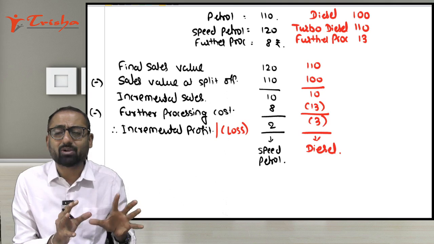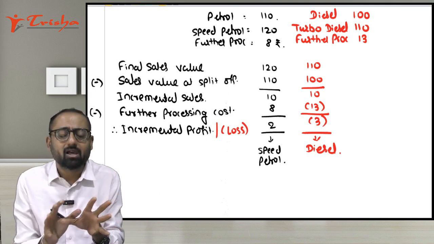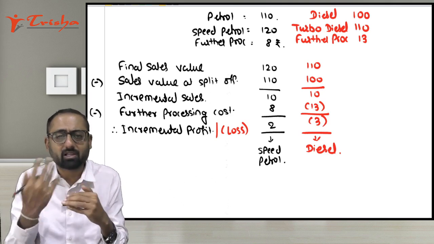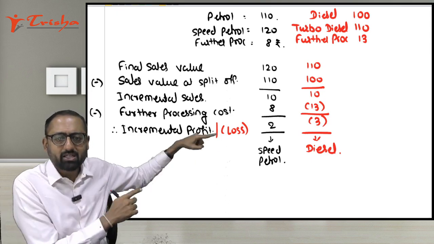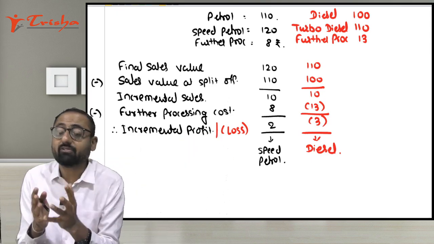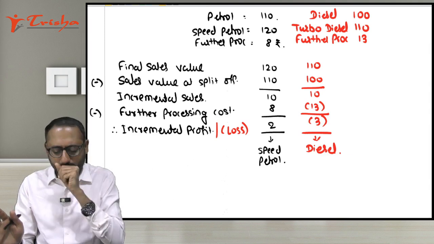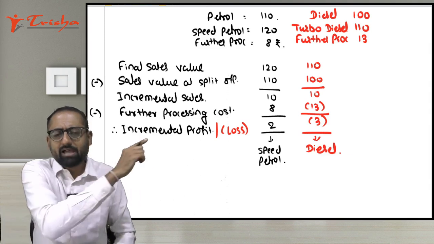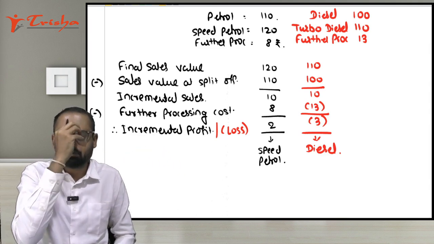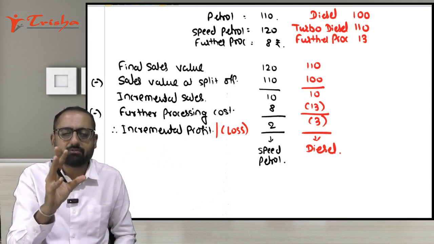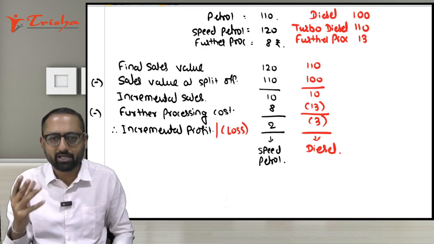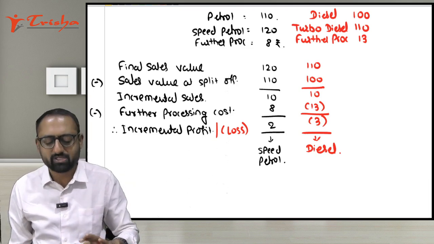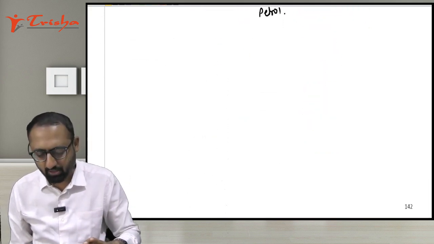Write it down, guys. It is very simple. You can solve any question whether to further process or not. If there is incremental profit, further process. But if there is incremental loss, don't further process. Sell at split off only. I have given the example per unit wise, but always take total wise, not per unit. This is only for your understanding purpose.